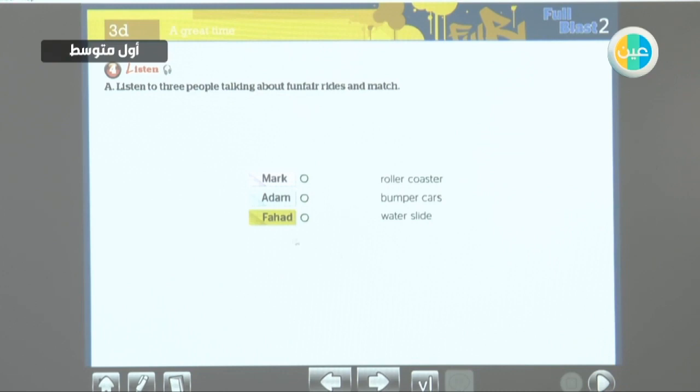So, where did Mark, Adam and Fahad go to the fun fair? But which ride did Mark have? Let's see, yes, the bumper cars, very good. What about Adam? Roller coaster or water slide? Very good. Roller coaster. And Fahad? Water slide.